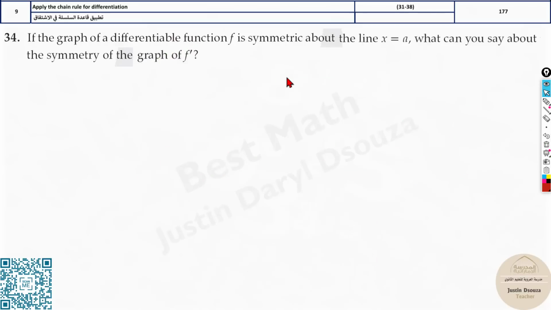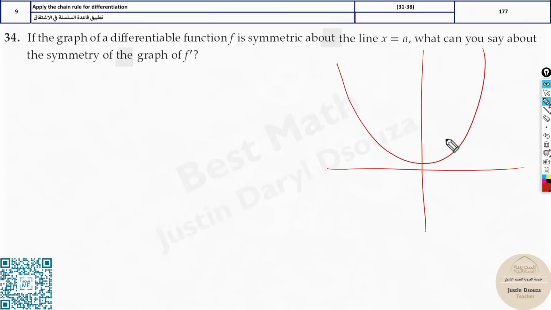And even this problem, again, I don't think this will come, but anyways, let's go through this. If the graph of a differentiable function f is symmetric about the line x is equal to a, okay, it's symmetry. So what comes to my mind is a parabola, because it's very easy to remember a parabola, right? Now imagine this x is equal to a, this is the line. What can you say about the symmetry of graph of f derivative? Now here, what does symmetry mean? Now this is given as a. Let me take it as a.